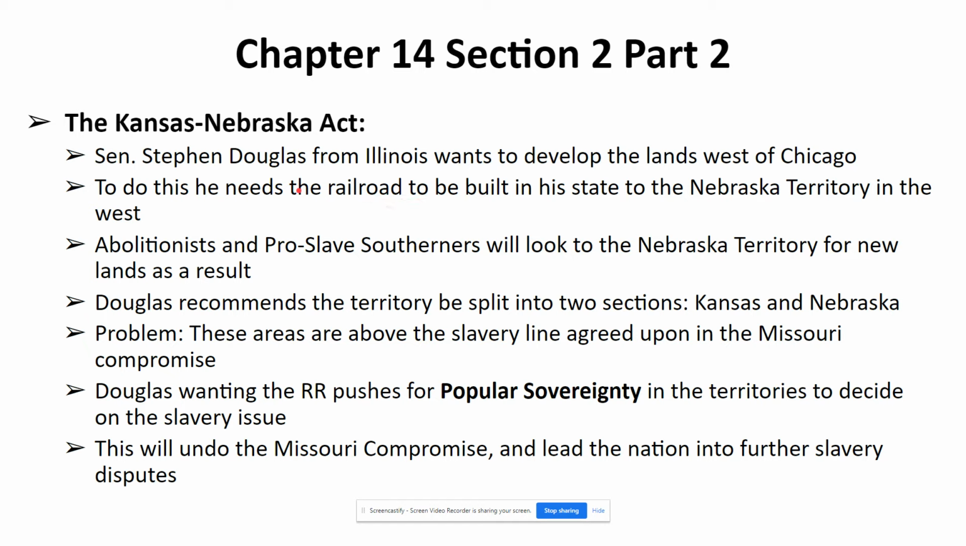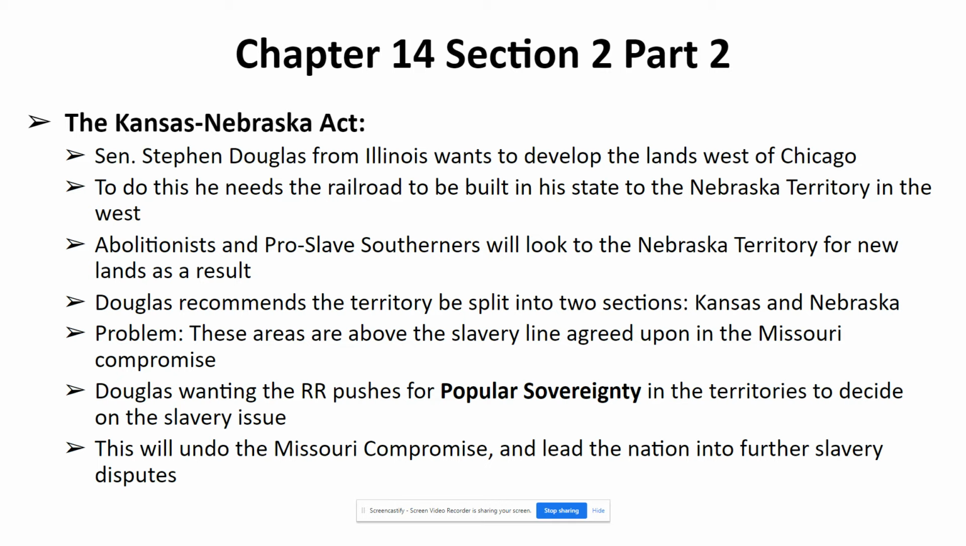During this time, as more people started settling in Nebraska, what do you do about the issue of slavery? You had abolitionists living in the area. You had pro-slave Southerners living in Nebraska territory. So what do you do? His original idea is recommending splitting Kansas and Nebraska into two territories. The problem is those areas are above the slavery line of 36°30', which is the Missouri Compromise. Remember, and I'll show you a map in a second, you can't have slavery above a certain point based on the Missouri Compromise from 1820.